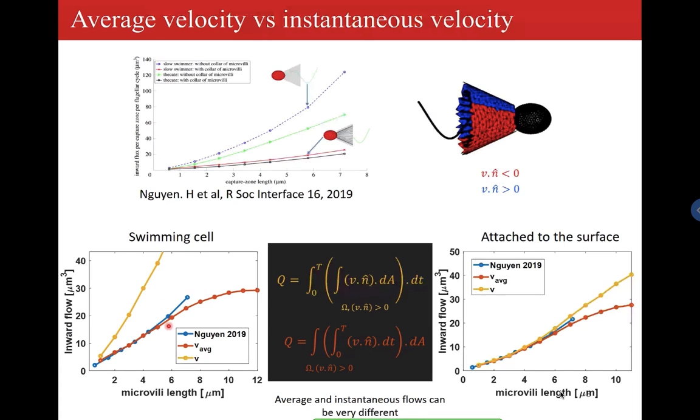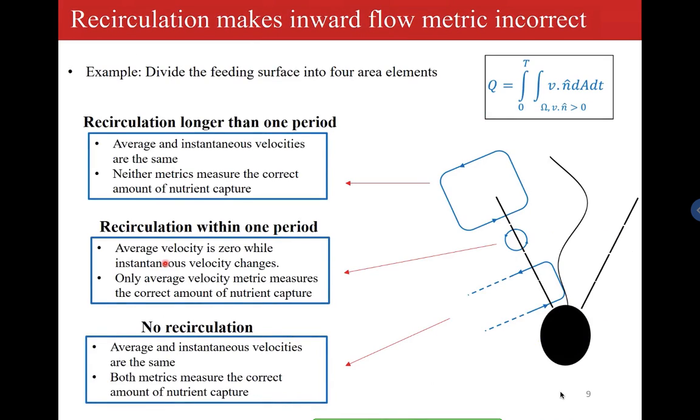We identify the reason for this difference to be the existence of recirculatory flows, and we also explain that because of the existence of recirculations, it is not guaranteed in general that either of these two measures gives us the correct value of nutrient uptake. Imagine the schematic here where we have divided the filtering surface into 4 area elements.